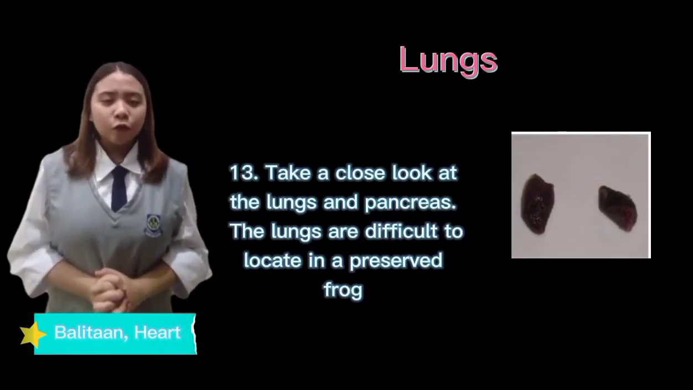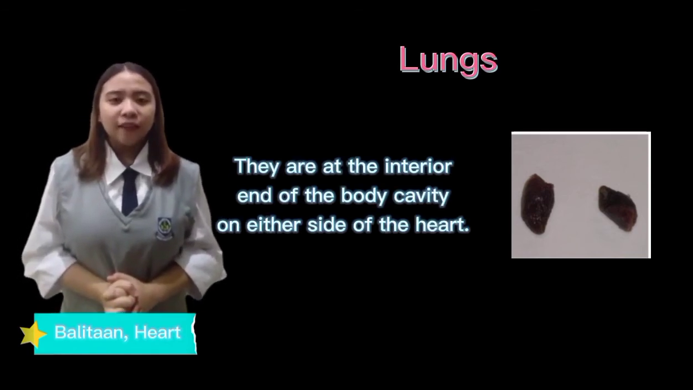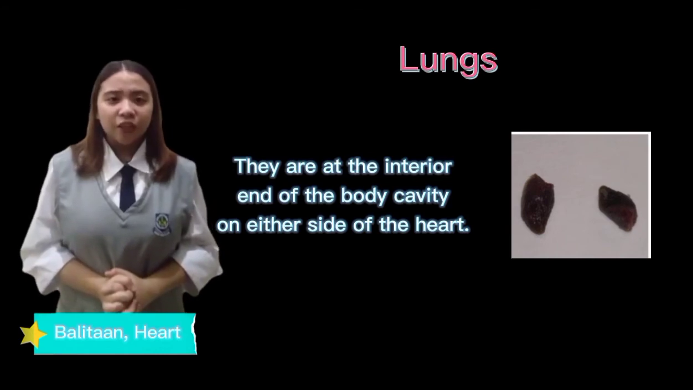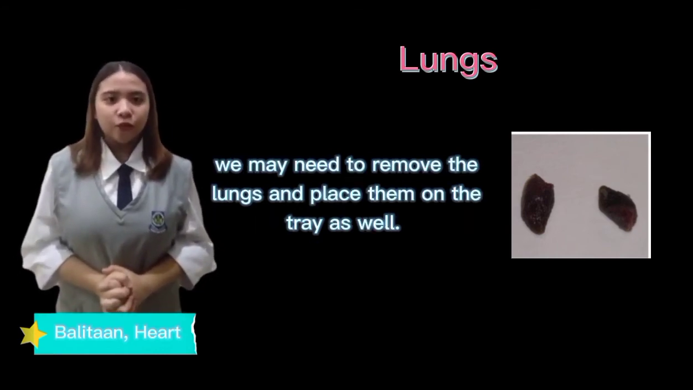Lungs. Take a close look at the lungs and pancreas. Lungs are very difficult to locate in a preserved frog. They are at the anterior end of the body cavity on either side of the heart. We may need to remove the lungs and place them on the tray as well.